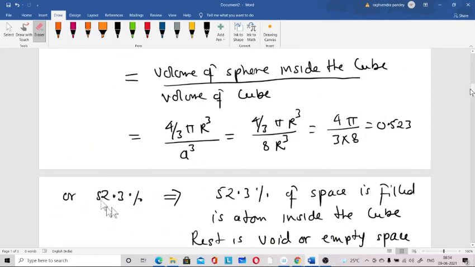So these are the only things that you should remember. Packing efficiency is, remember, it's 52.3%. Okay, this figure you have to remember. Or if you want to calculate the volume of the sphere inside the cube, that is your one sphere, and then it is a cube, volume of the cube. Then if you want to calculate, but this calculation will take your time around 1 minute or so. So don't do this type of calculations. Okay.